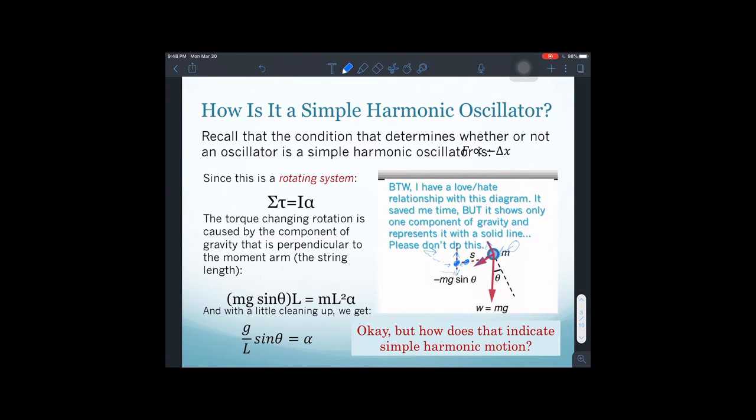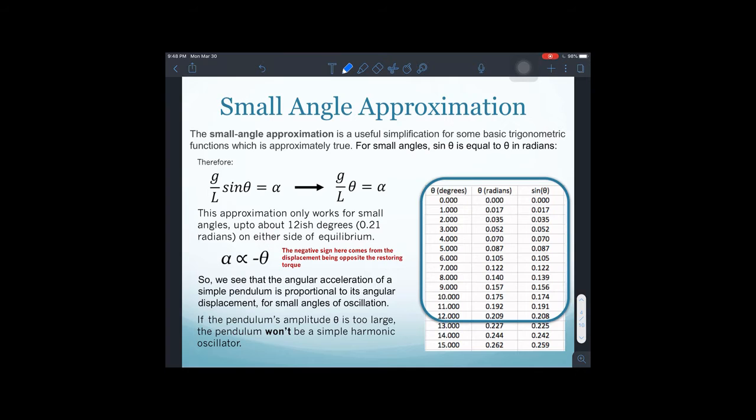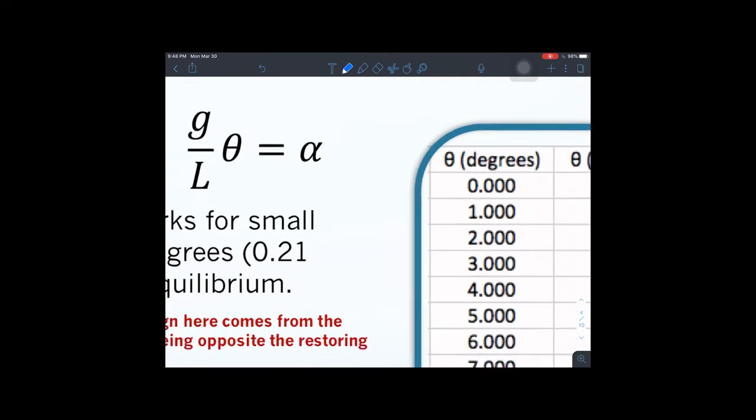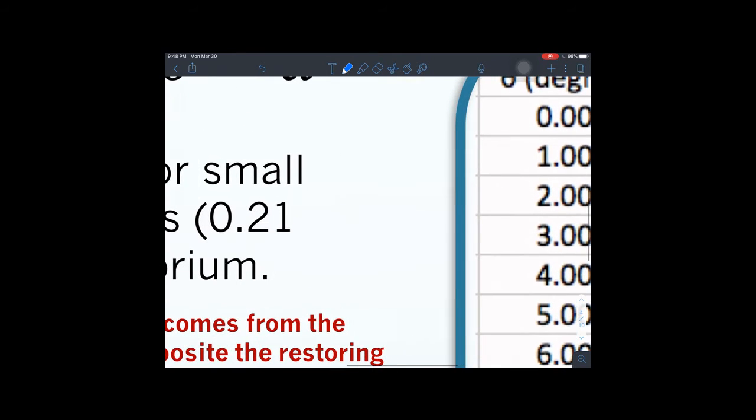This torque is going to change as the angle theta gets larger. But this only works for small degrees. There's a thing called the small angle approximation. And how it works, let's say we have two scenarios.